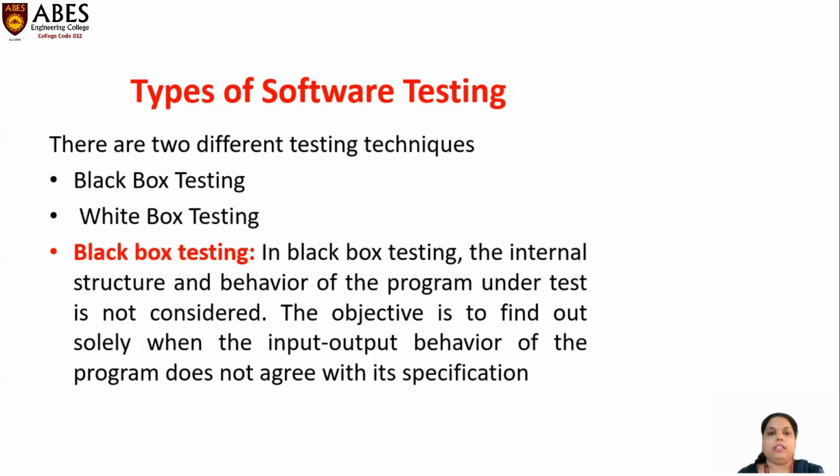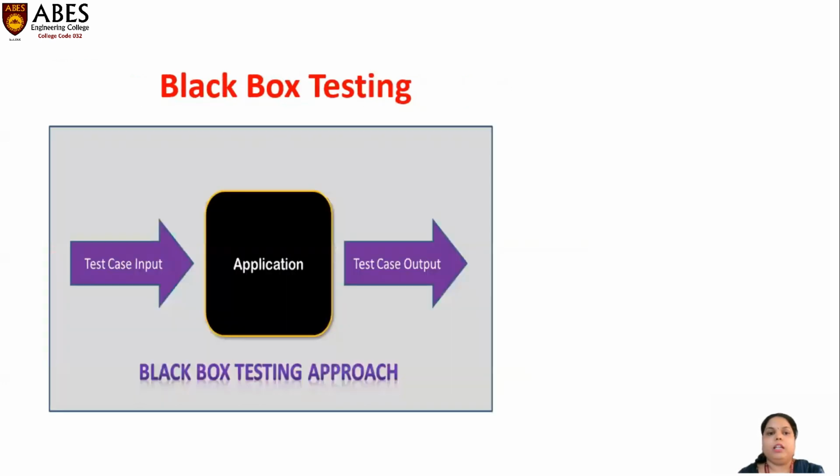is not considered. That means we are not going into the internal structure of the program. Here we only know about the input and the output of the program. The objective is to find out solely when the input-output behavior of the program does not agree with its specification. That means here we only find out whether the input and output behavior agree with the required specifications or not. So this is the structure of black box testing.